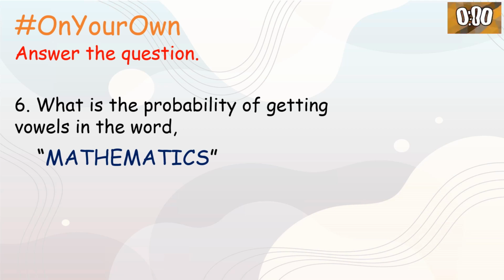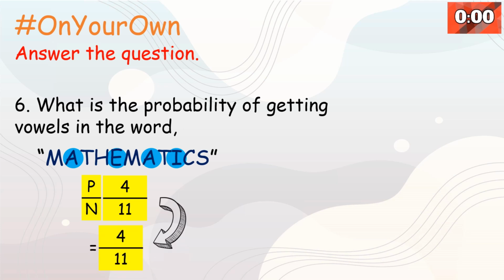Okay, time's up. The correct answer is, we have 4 vowels in the word mathematics. We have A, E, A, and I. So, P over N is equal to 4 over 11. So, apat po na vowel letters sa mathematics. Then, overall letters in the word mathematics is 11. So, 4 over 11. So, hindi na po natin ito ma-reduce sa lowest term kasi 4 and 11 has no common factor. So, the correct answer is 4 over 11.